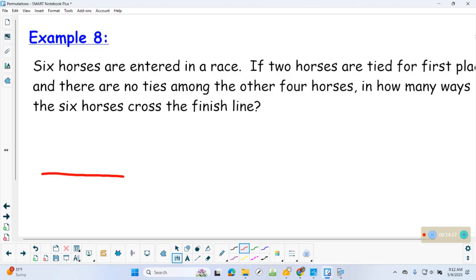Easy question. How many total horses are there? 6. So the total, of course, always goes on the top. Now, we do have a quote-unquote repeat happening, the tie. How many horses are in the tie? 2. Calculate that out. Final answer, 360. I had to do a problem about horses.